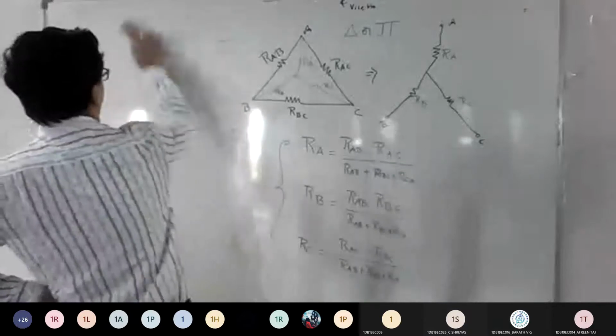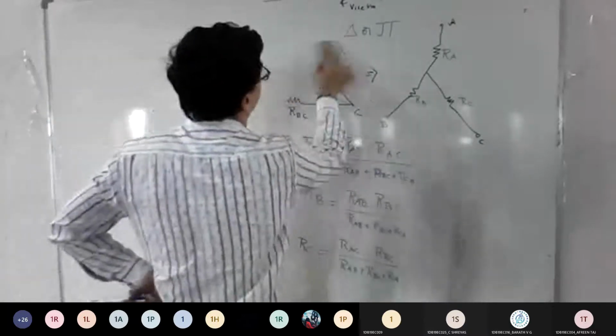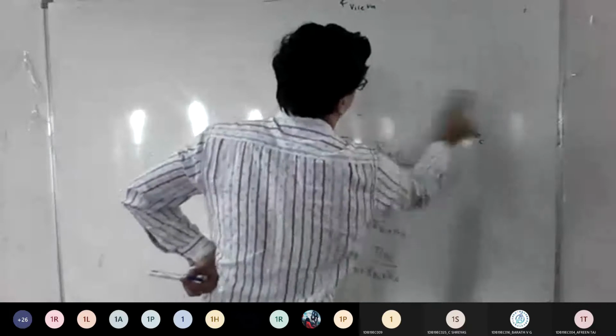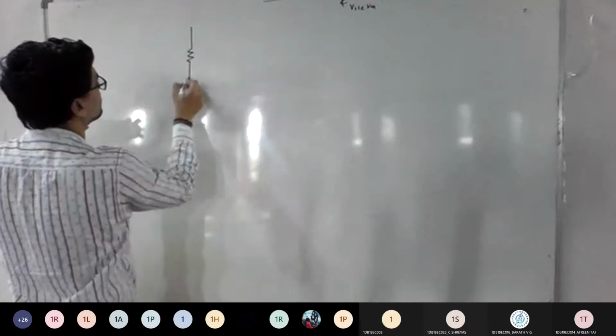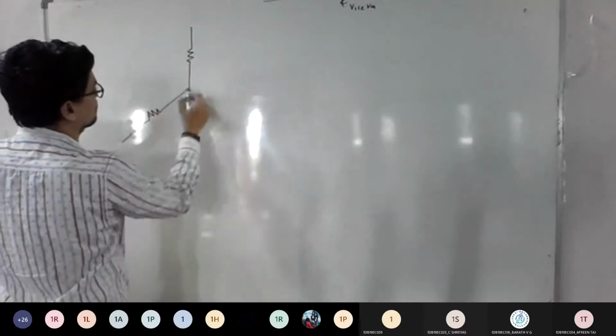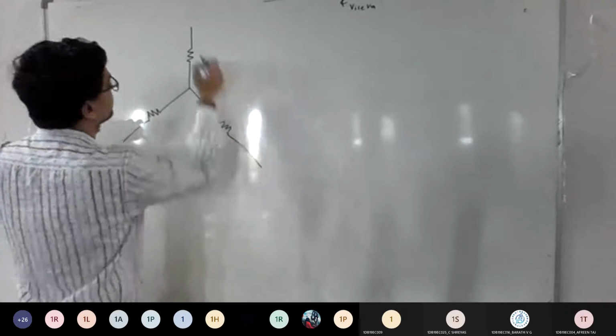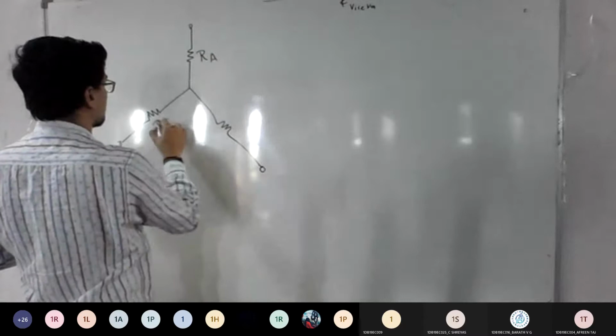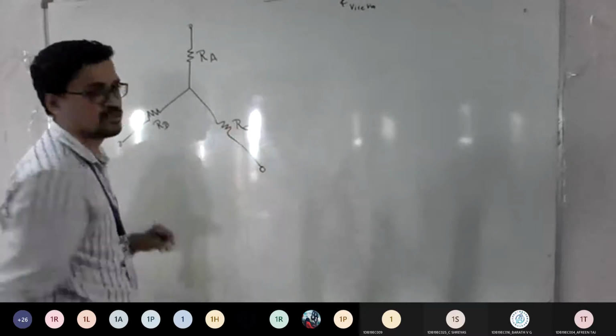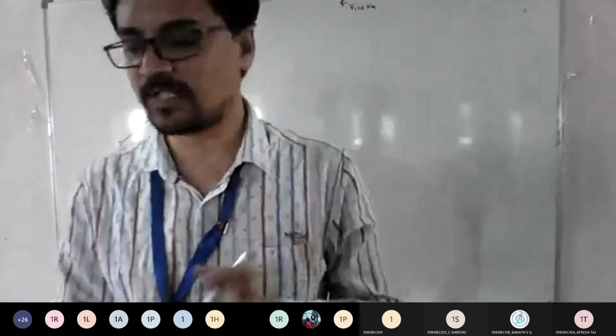Similarly, we will analyze one more technique. Then we'll go to problems. So what is the next conversion now? Which one more type of conversion is left out? Star to delta. So whenever you find such a network, just write here. So this is the original thing, RA, RB, RC. Now if you want to find the delta for this, what's the procedure?